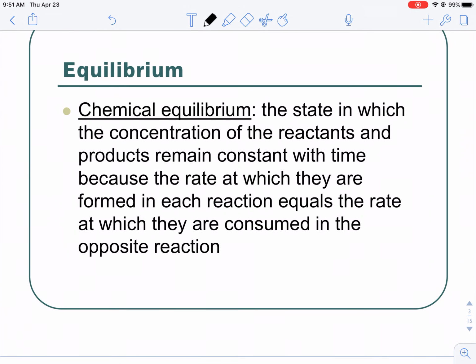So that brings us to chemical equilibrium. By definition, this is the state in which the concentration of the reactants and the products remain constant with time because the rate at which they are formed in each reaction equals the rate at which they are consumed in the opposite reaction. Okay? So reactants going to products, products going to reactants, the molar amounts that those reactions are happening at will stay constant.